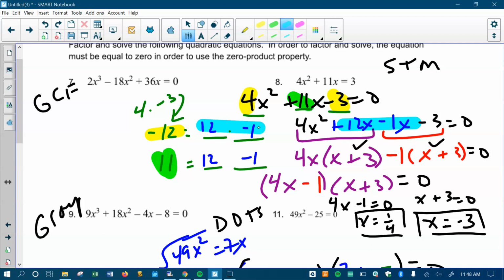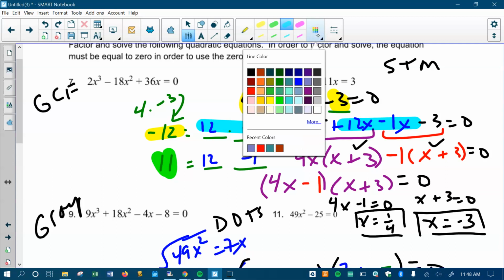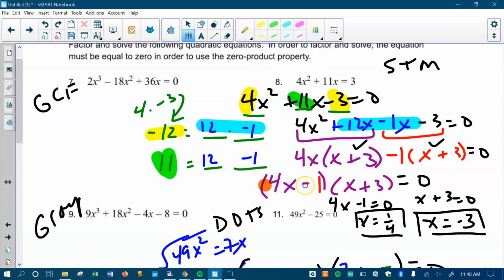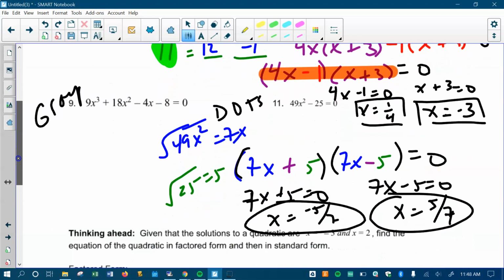And then this time I didn't do the area method, I did the algebraic way. And I found a GCF out of both groups, which was 4x for the purple, minus 1 for the red. And I combined them to be those factors down here. So those are the factors there. And then I said each of those factors equals 0 because that's the zero product property, and I got x equals 1/4 and x equals negative 3.